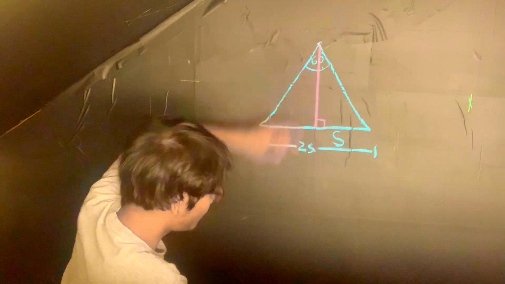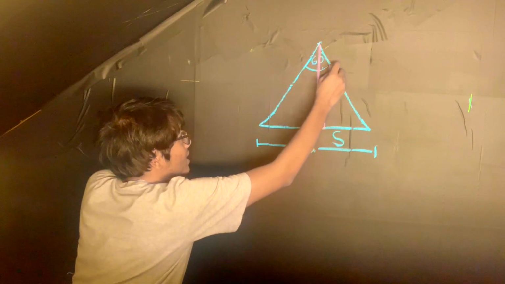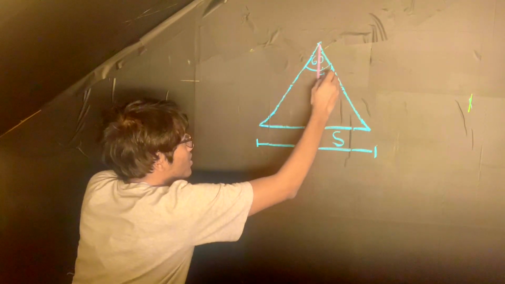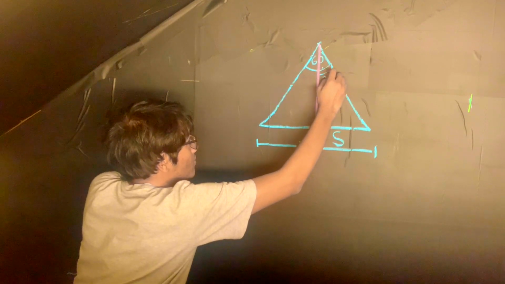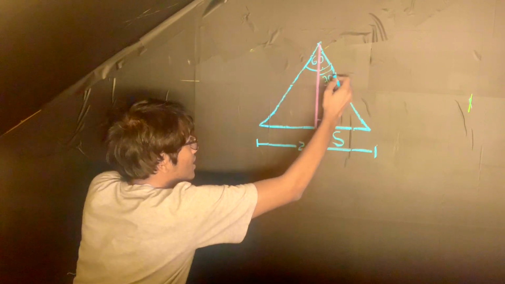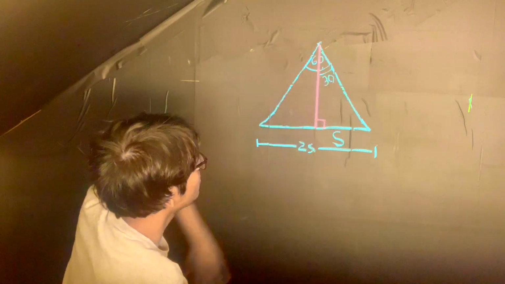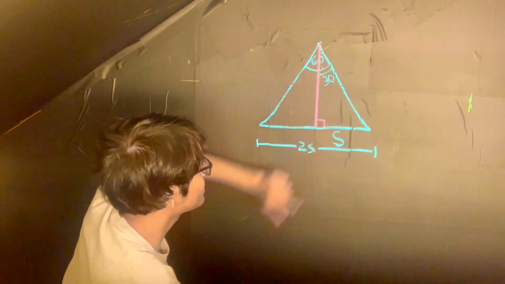And we know that half of this angle right here, half of 60, would just be 30 degrees. Okay, so now that we know that, what can we do? Well, this is 30 degrees and this is s.